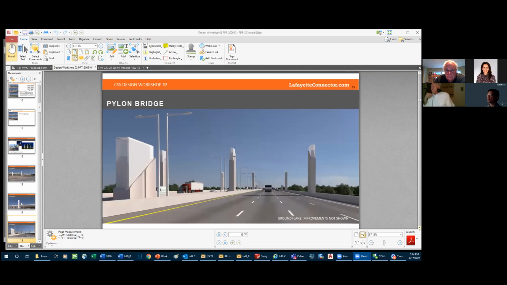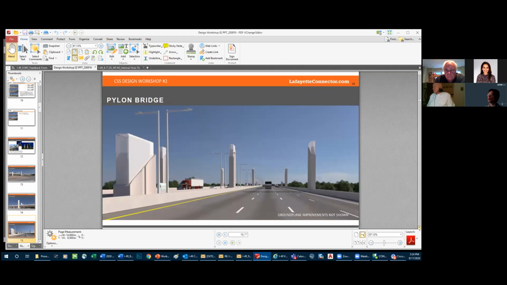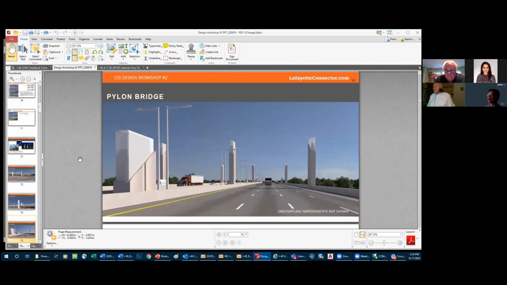And we have seen this type of signature feature in many projects. They do look very grand, and as you see them, you would recognize that you are at a particular location. It can be special enough that it would tell the traveler they are in Lafayette.